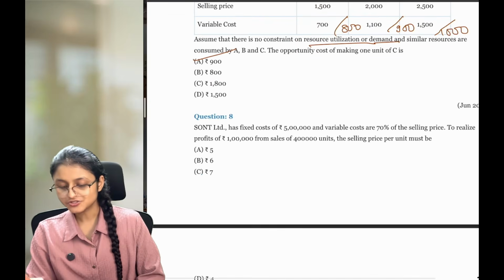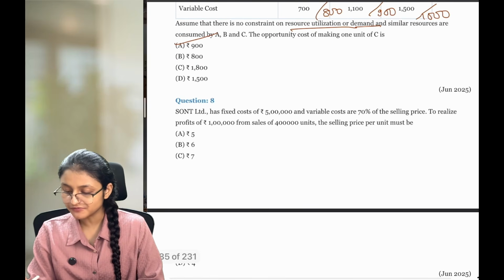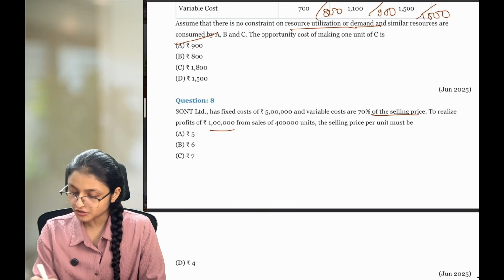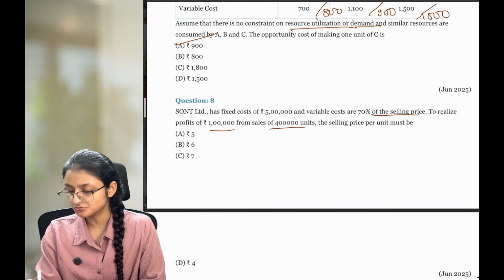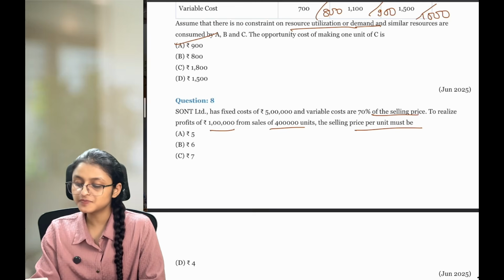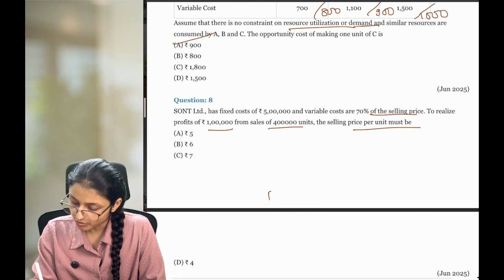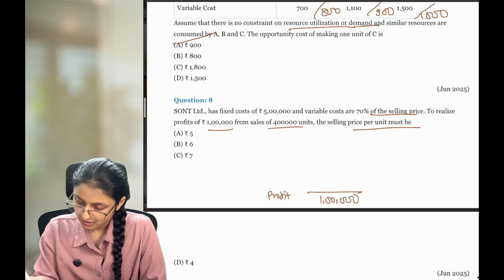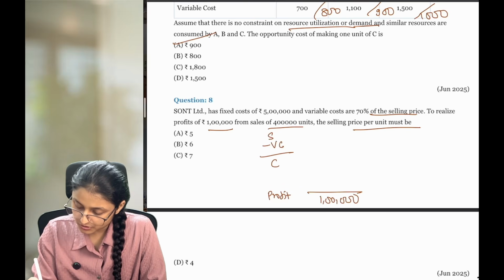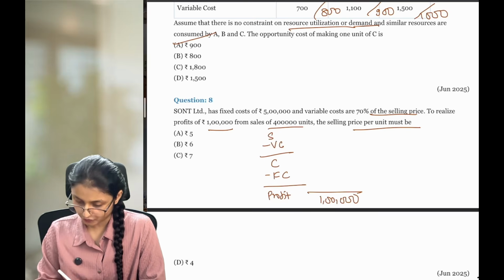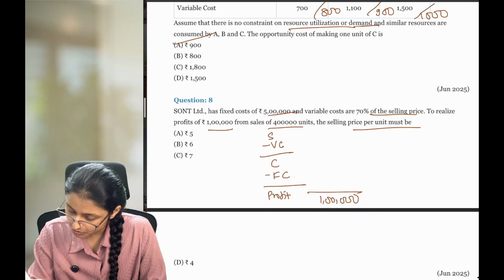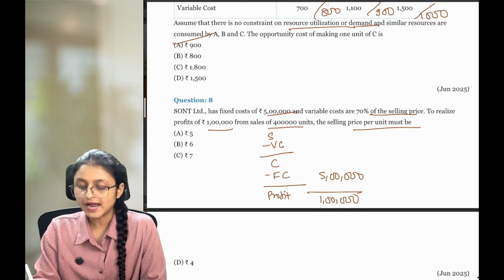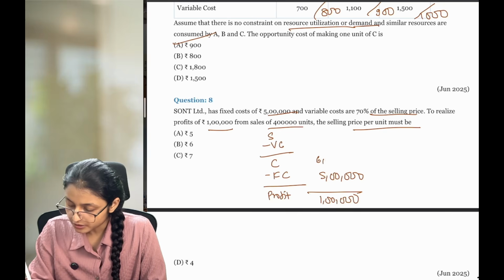Okay. Now, Sont Limited has fixed cost of 5 lakh and variable cost of 70% of the selling price. To realize profit of 1 lakh rupees from sales of 4 lakh units, the selling price per unit must be, so I already know what is the profit here, which is 1 lakh. So sales minus variable cost gives you contribution minus fixed cost will give you profit. I already know the fixed cost of 5 lakh rupees. If I want to calculate contribution, you can add fixed cost with the profit to get your contribution of 6 lakh rupees.